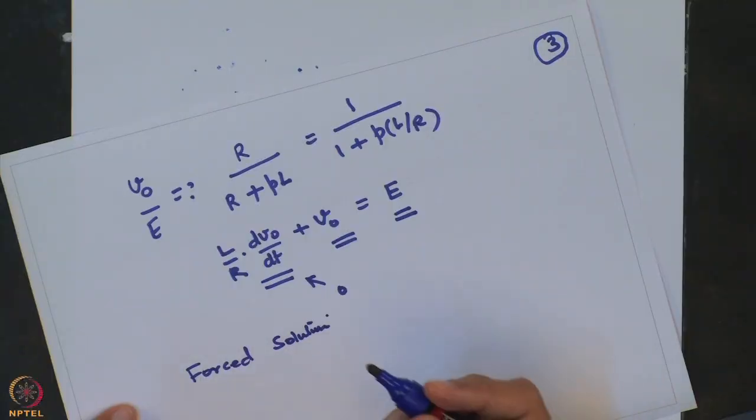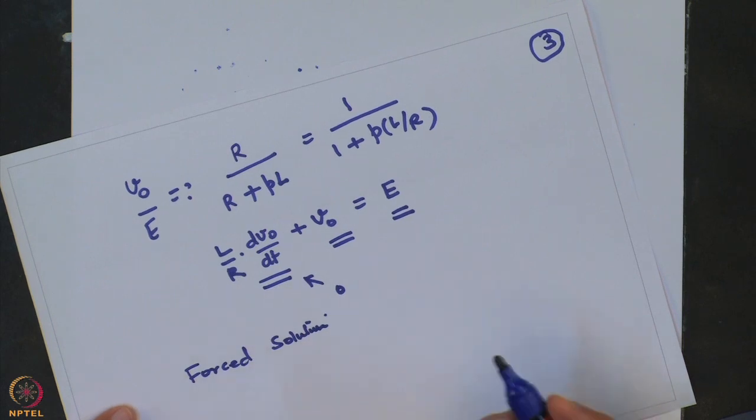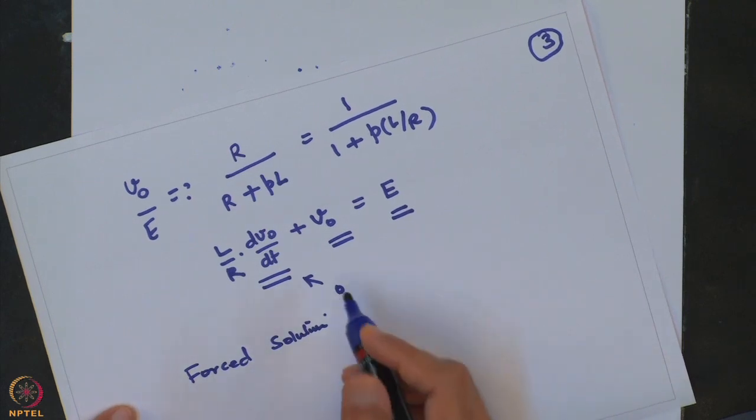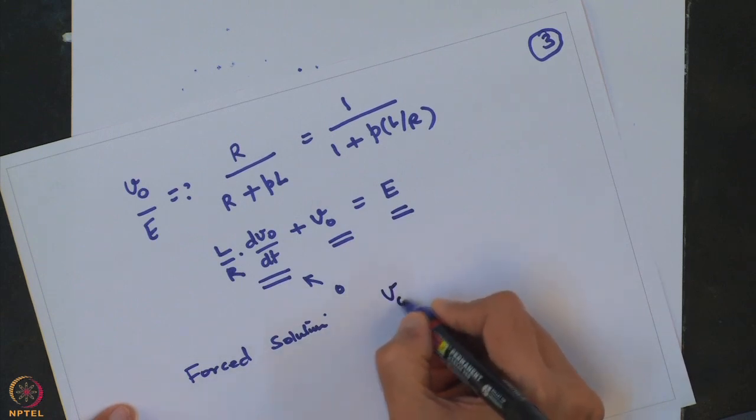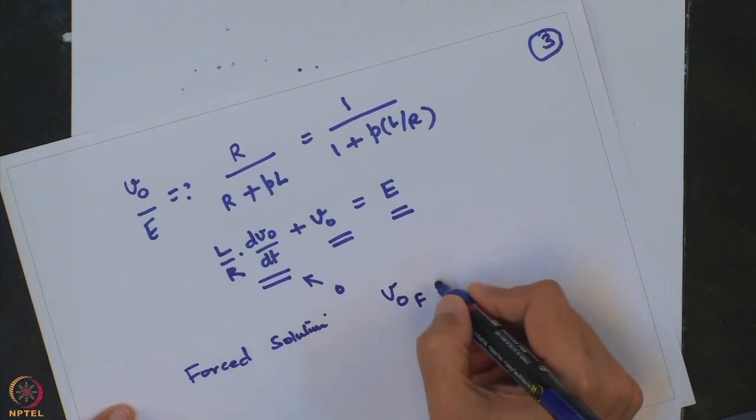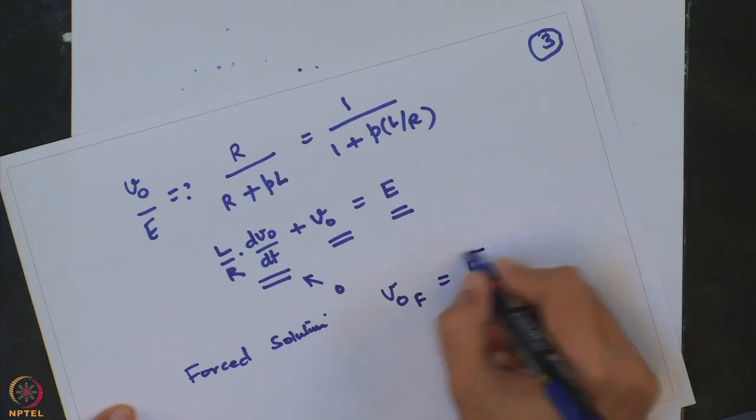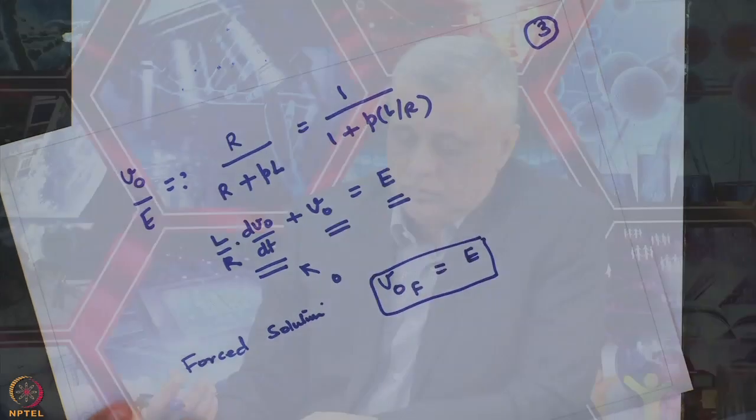So, VO after a long time the switch has been closed is equal to E, and we are saying that it is called the forced solution. And let me just say that VOF, for the forced part, is equal to E. Let me just write this.